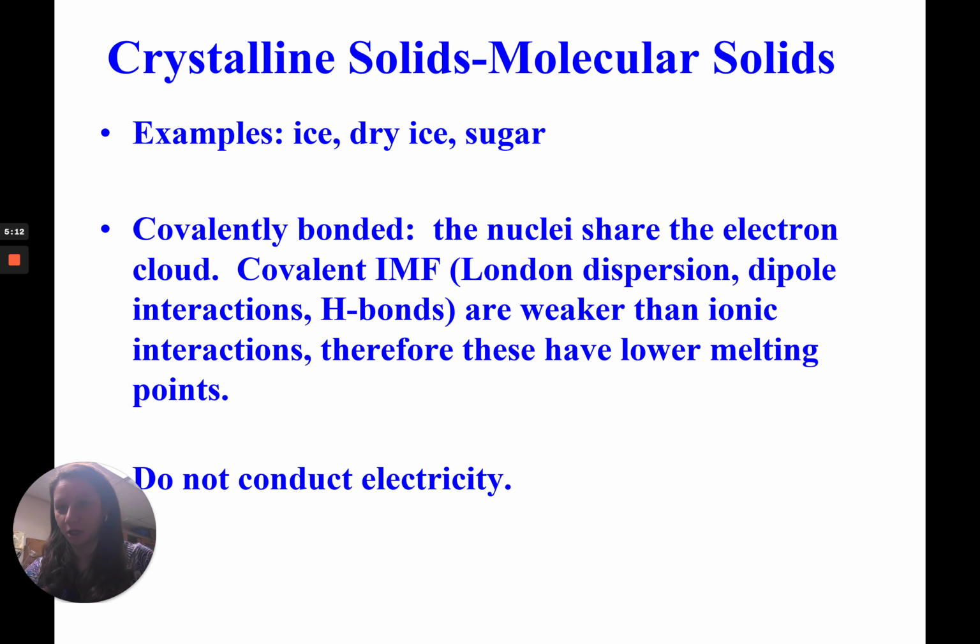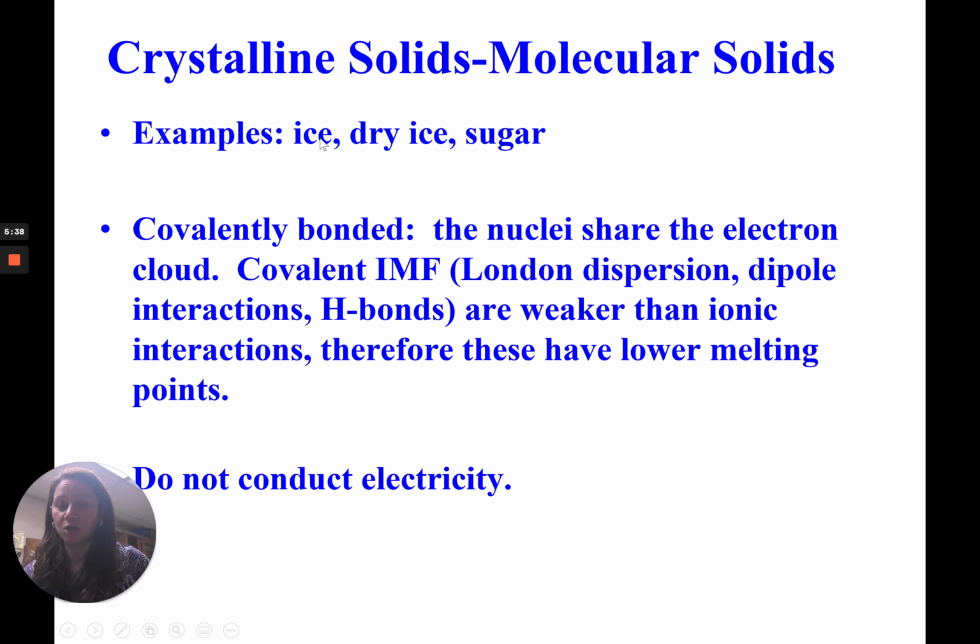And for their intermolecular forces, they have one of the three types that we've talked about: London dispersion, dipole interactions, or hydrogen bonding. These three different types of intermolecular forces are much, much weaker than ionic interactions. And so covalently bonded solids have much weaker intermolecular forces, and therefore they have much lower melting points.